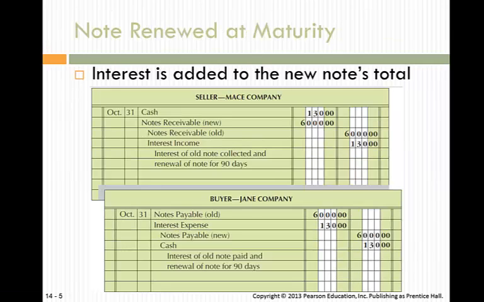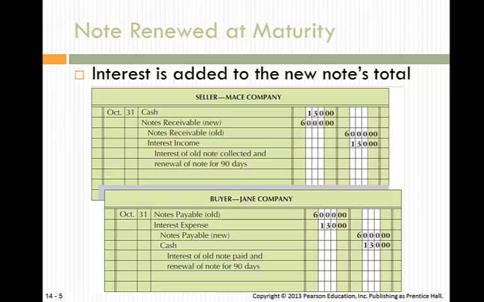Now let's look at what happens if Jane Company is unable to pay the $6,130 at maturity. It's possible for the company to renew all or part of the note. Let's assume that the company can pay the interest of $130 and give another note for 90 days at 13%. So Mace Company records the cash it receives with a debit. It only receives $130. It cancels the old promissory note with a credit to notes receivable and records a new note with a debit to notes receivable.